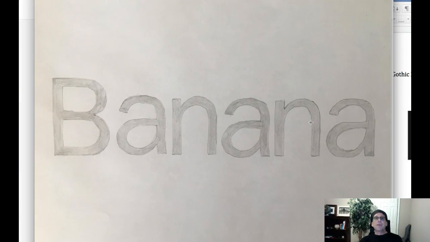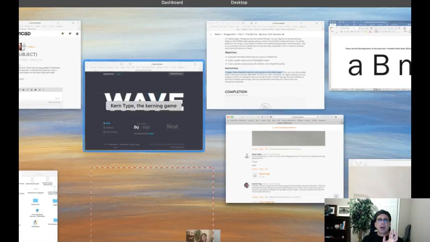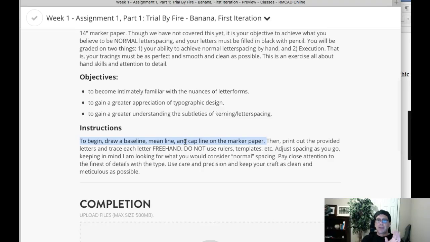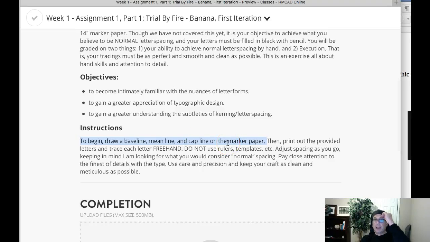Now, after reading this week's materials, a lot of students have contacted me and said this is a little confusing. If you have noticed this, then you're onto something. If you haven't, then pay attention to this moving forward, because this is of relevant importance. The instructions say draw your baseline, your mean line, and your cap line first, right? The problem with that, and this is not a rhetorical question, you should be answering this in your head: what is the problem with drawing the baseline, the mean line, and the cap line first?